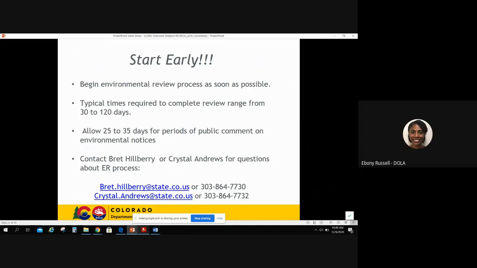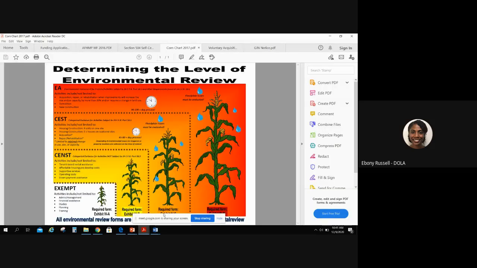I do have something here that can tell you what type of environmental review your project will require. So if CDBG or any federal funding source is funding administration, studies and planning, those activities are exempt and don't require an environmental review. Your lower level environmental reviews would be for projects funded for tenant-based rental assistance, supportive services, operating costs, down payment assistance.